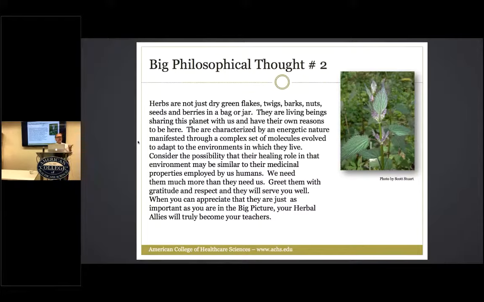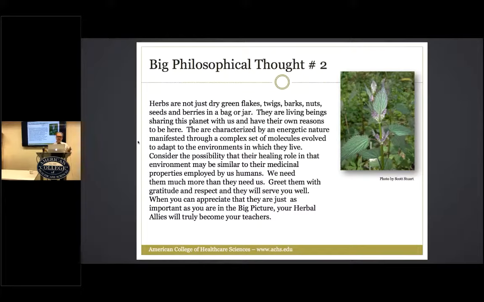I think about reishi, for example. It's a mushroom. It's in an environment that's just full of other fungi, and it's full of bacteria and viruses. So in order to live in that environment, it has this energy that is about immunity to all that stuff. So when we ingest reishi mushroom, it is strengthening our immunity as well. Reishi mushroom does a whole ton of good stuff. So consider the possibility that the healing role in the environment in which they live may be similar to the medicinal properties employed by us as human beings.